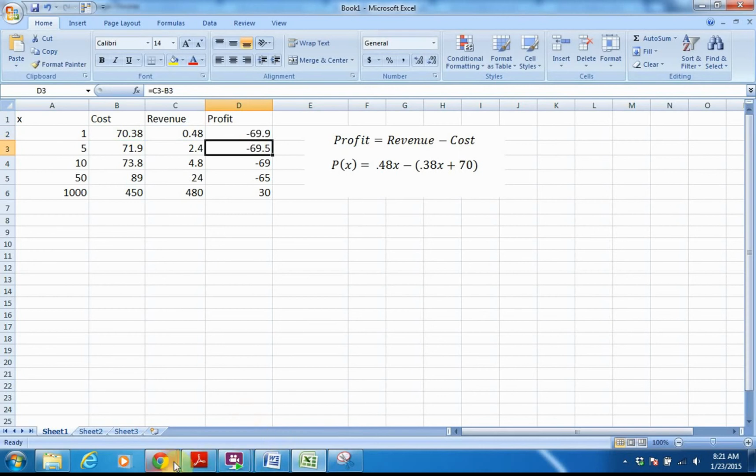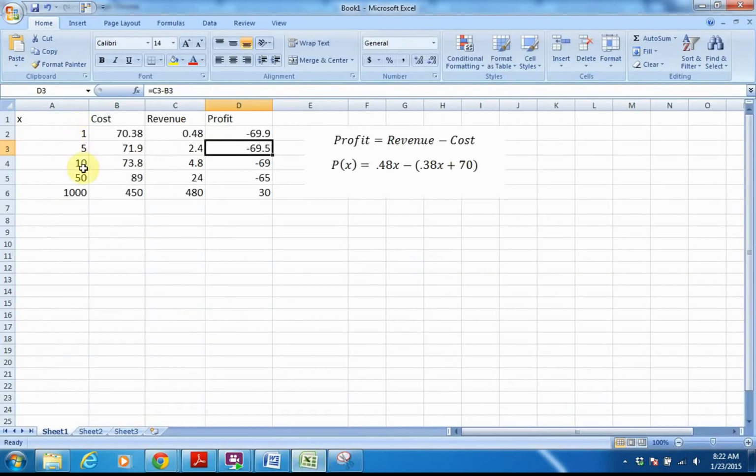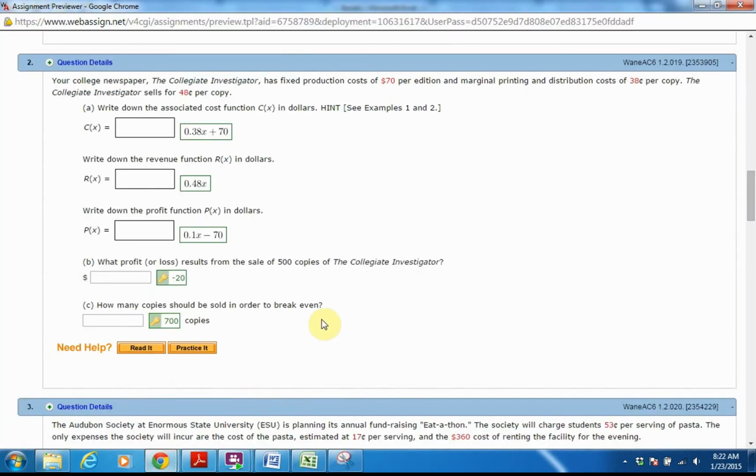I believe the problem is asking what profit or loss results from the sale of 500 copies. Well, I don't have 500 over here, so let's change 50 to 500. When I do that, it looks like I have this negative 20 that appears as profit, and we would want to go back and look at the problem and see what that means. I think everything here is just in dollars and cents, so that would be a loss of $20.